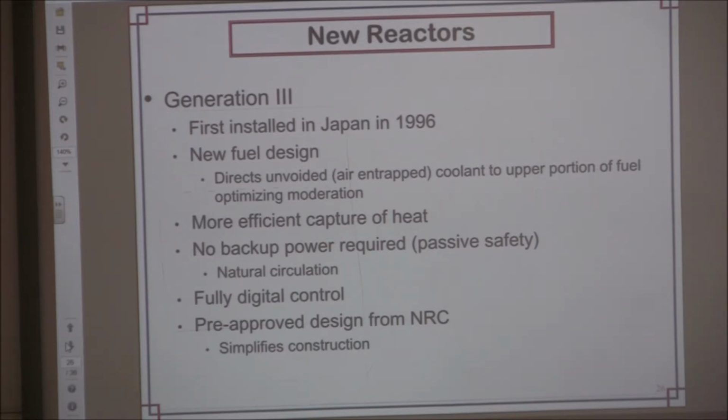It's a pre-approved design, so you log on to your account and say, I'd like to order 1 Generation 3 reactor and build it in 4 years. So it's a pre-approved design by the NRC, which makes construction much, much easier. Yes, sir?